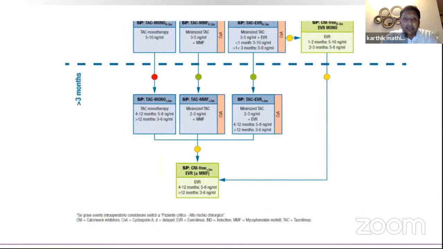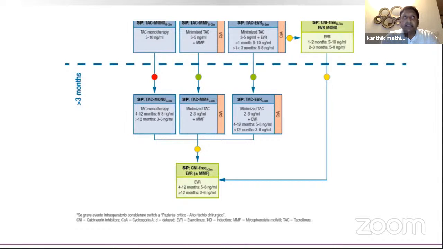And beyond 3 months, again, TAC mono is not really advised, up to the 6-month period. And with the TAC and MMF combination, you tend to keep a lesser level of tacrolimus trough level. So initially, for the first 2 months, we target a tacrolimus trough level of about 8 to 10. We don't need more than 10 for Indian patients. And after 2 months, which we call the maintenance phase, we tend to maintain a trough level of 5 to 6, which is enough. But again, it is not a strict thumb rule.